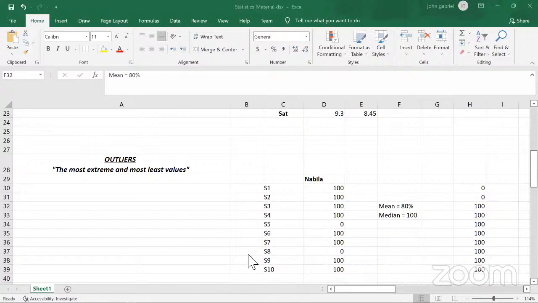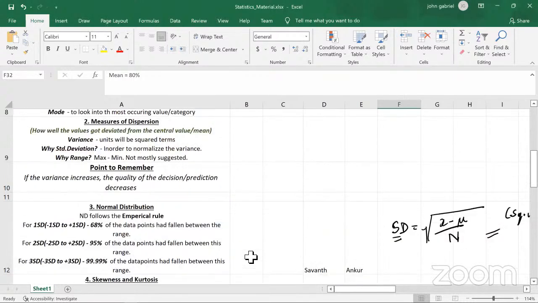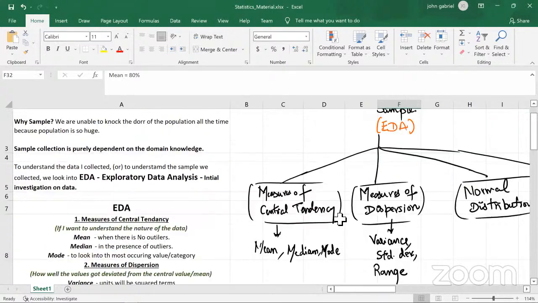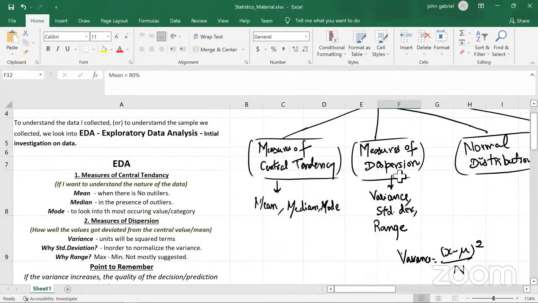Fine. So now I think you are good at choosing between the central values: mean, median, and mode. Now let's get into the second part, measures of dispersion. What are measures of dispersion? Within this, we have three things: variance, standard deviation, and range. The most used one is standard deviation. We use it for a reason, and we don't even use variance and range in most cases. Why? We will understand it now.